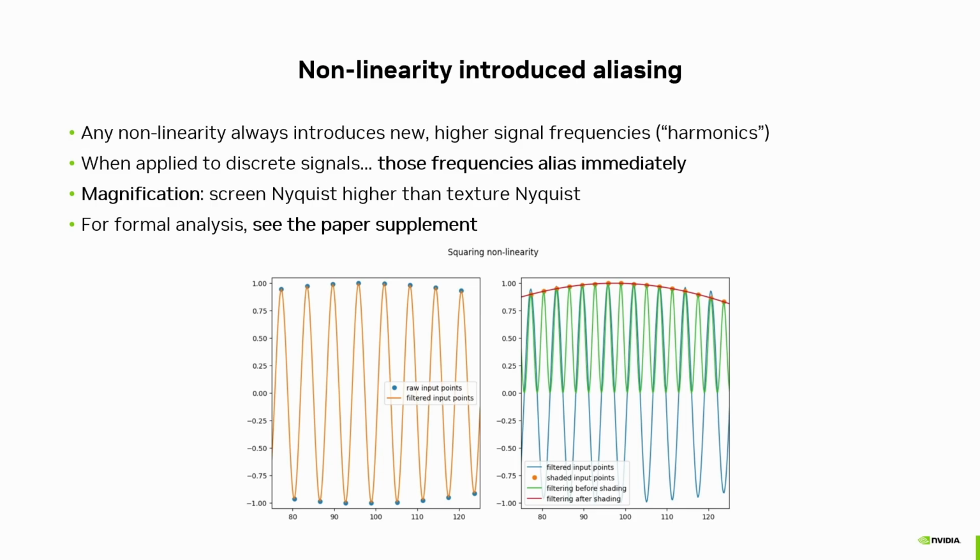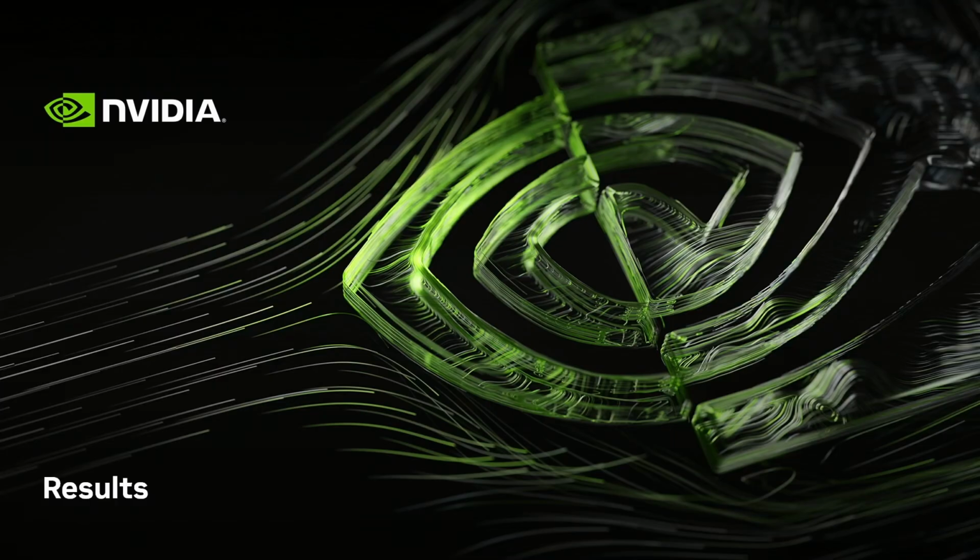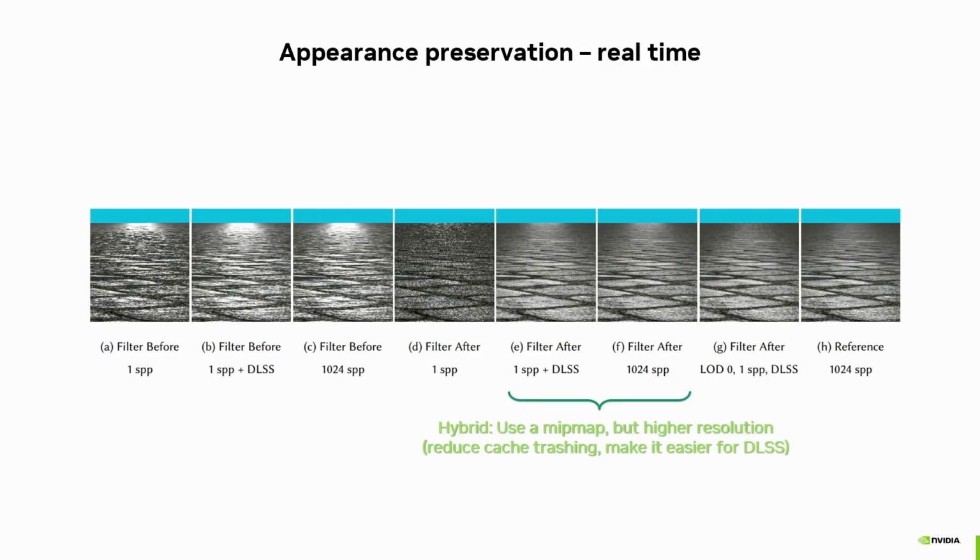And for magnification, screen Nyquist is higher than texture Nyquist. So if you're doing this in texture space, you're going to hit aliasing earlier. And for formal signal processing analysis, please see the paper supplement. I'm getting short on time, but I'll quickly get through the results.